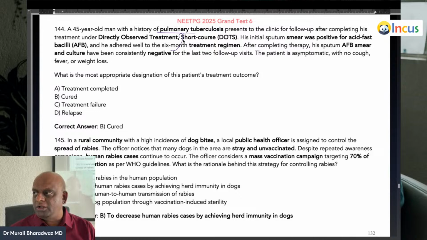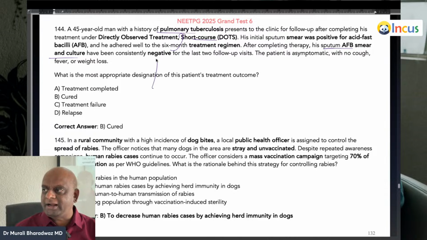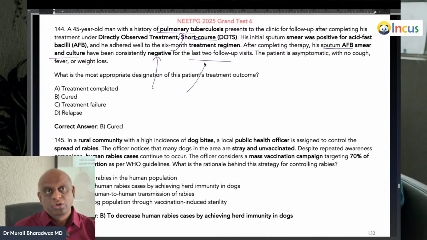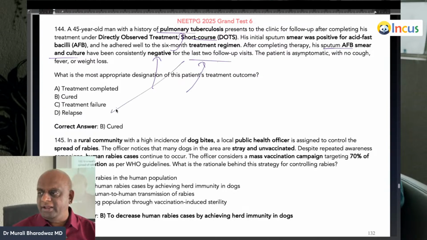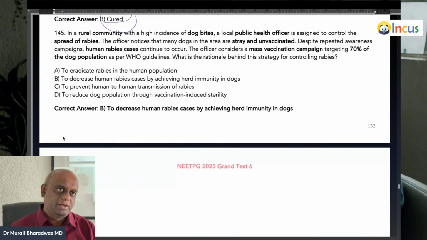45-year-old with pulmonary tuberculosis undergone DOTS therapy. After completing therapy, sputum AFB negative and culture are consistently negative for the next 2 follow-ups. Then he is declared as cured. So these definitions we should know.